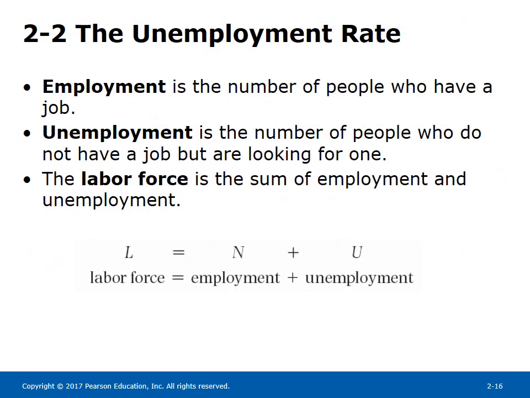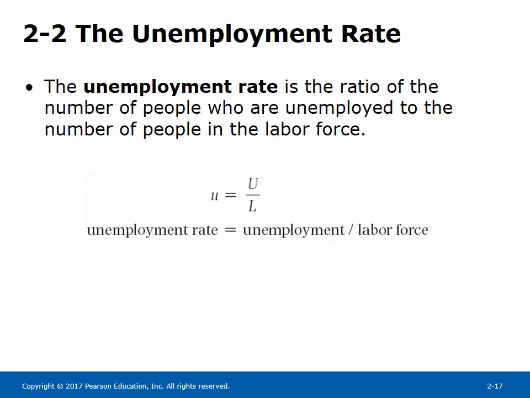The unemployment rate. To understand what the unemployment rate tells us, it is important to know what is meant by the terms employment, unemployment, and the labor force. Employment is the number of people who have a job, even if it is part-time. Unemployment is the number of people who do not have a job but are looking for one. The labor force is the sum of employment and unemployment.